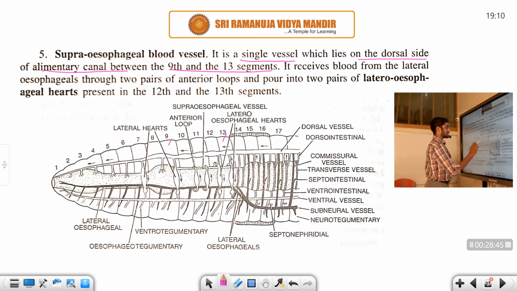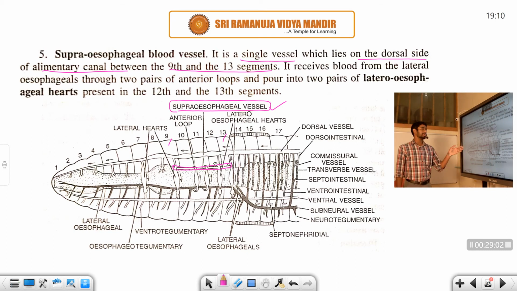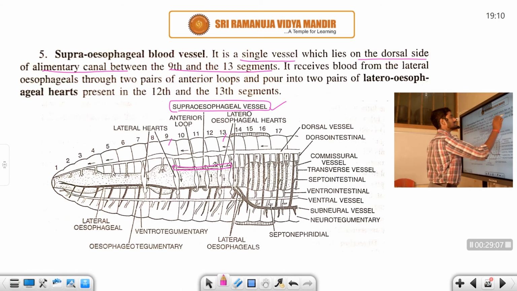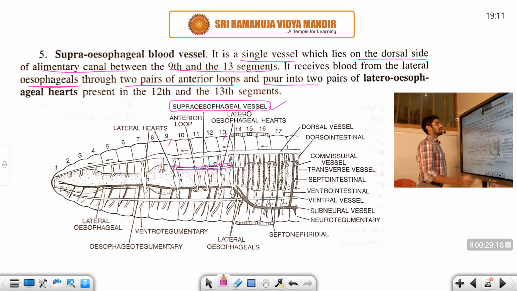So from the 9th segment onward, this horizontal line, you can see this part. Students, this part we call the supraesophageal blood vessel. This part only we are talking about now, right? The supraesophageal blood vessel occupies the 9th, 10th, 11th, 12th, 13th, right? It receives blood from the lateral esophageal vessels through the two pairs of anterior loops and pours it into the two pairs of lateroesophageal hearts present in the 12th and 13th segments.